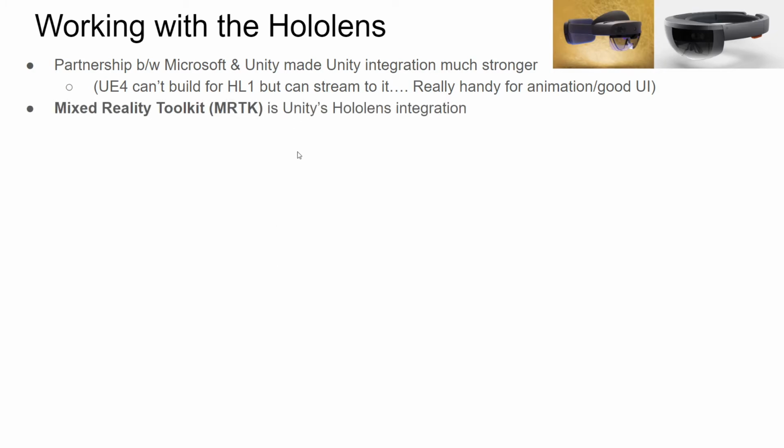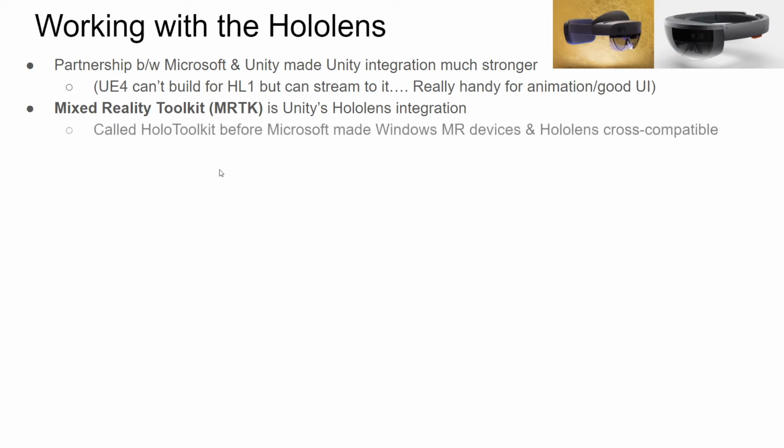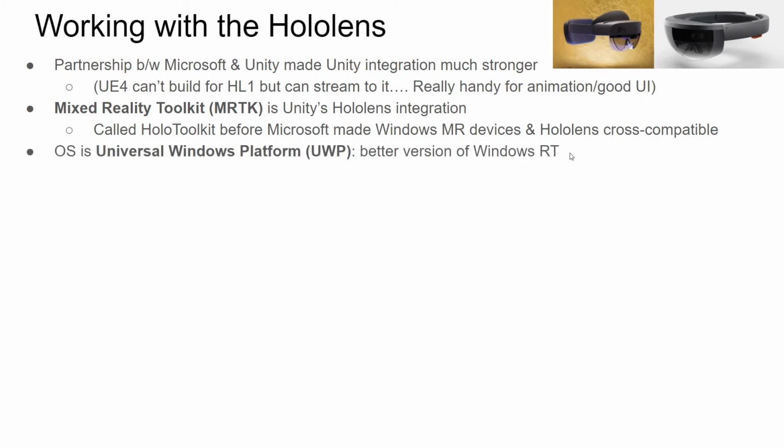Unity's HoloLens integration is called Mixed Reality Toolkit. It used to be called HoloToolkit, but when the Windows Mixed Reality devices came out, even though they're not really mixed reality except for the tracking, Microsoft's goal was to share the API between them, which is always nice. The API that it uses, like its platform, is called Universal Windows Platform.